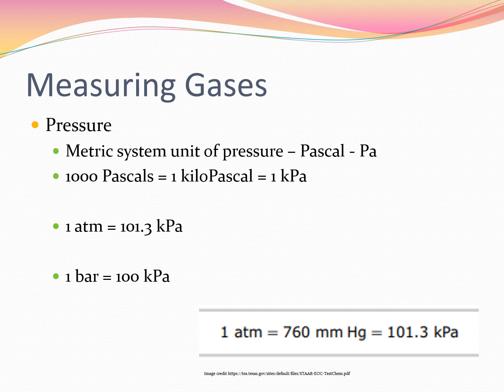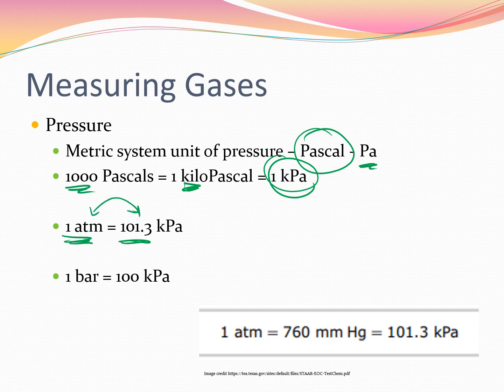The metric system unit of pressure is actually the Pascal, and we use Pa as our unit label for pascals. We can use our metric prefixes like kilo. 1 kilopascal is equal to 1,000 pascals, and this will be a fairly commonly used unit of pressure for us. 1 atmosphere of pressure, again, the pressure of Earth's atmosphere at sea level, is 101.3 kilopascals. So we can convert between atmospheres and kilopascals.